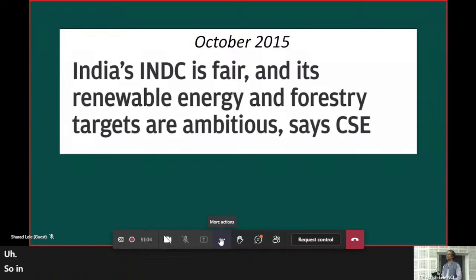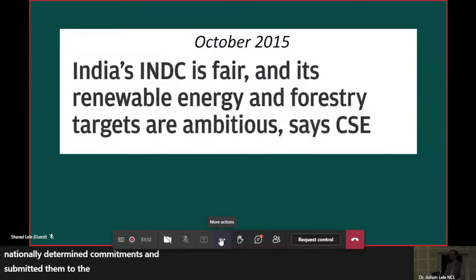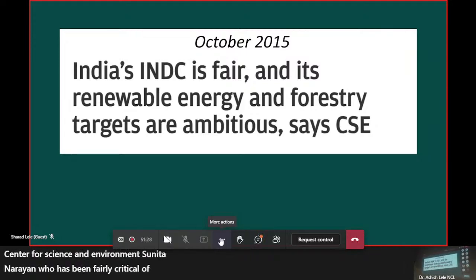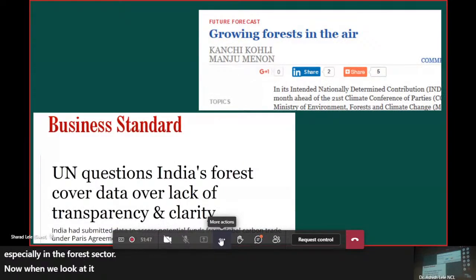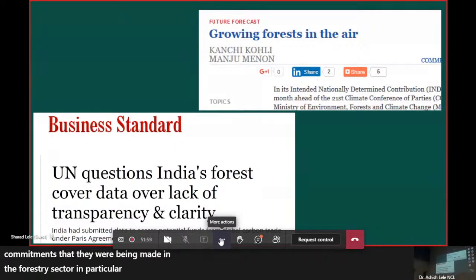So in October 2015, when India presented its nationally determined commitments and submitted them to the conference that was coming up in Paris in December on the question of climate change, even a relatively radical group such as Center for Science and Environment, Sunita Narain, who's been fairly critical of government policy, said India's INDC is fair and its renewable energy and forestry targets are ambitious. So this sort of said, okay, we are pushing the envelope in terms of kinds of commitments that a country in the global south can make, including or especially in the forest sector. Now, when we look at it another 5-7 years later, we start seeing, actually right from then, people started questioning whether the commitments that were being made in the forestry sector in particular were sensible.